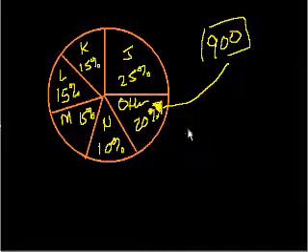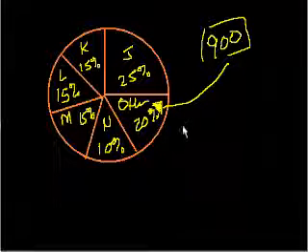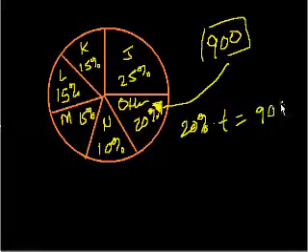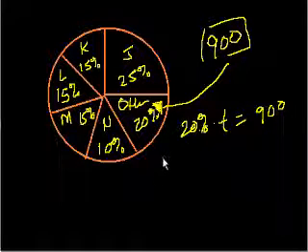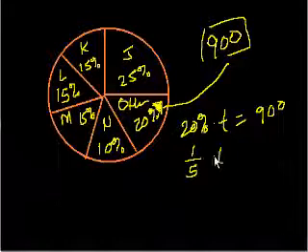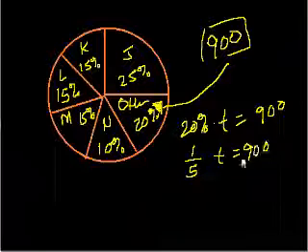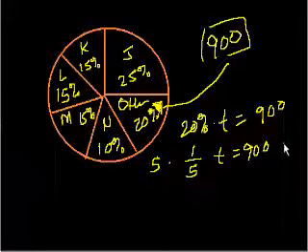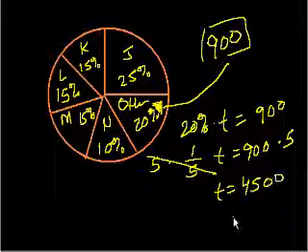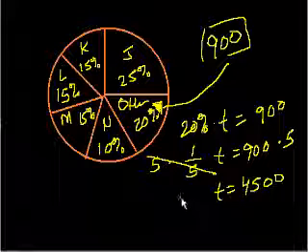So 20% of the total, so 20% times T, let me just say T for total, is equal to 900. And you could also write this as 1/5, right, or 0.2. 1/5 of the total is equal to 900. Multiply both sides by 5. That cancels out. So you get T is equal to 4,500 pairs of jeans. And that is choice E.